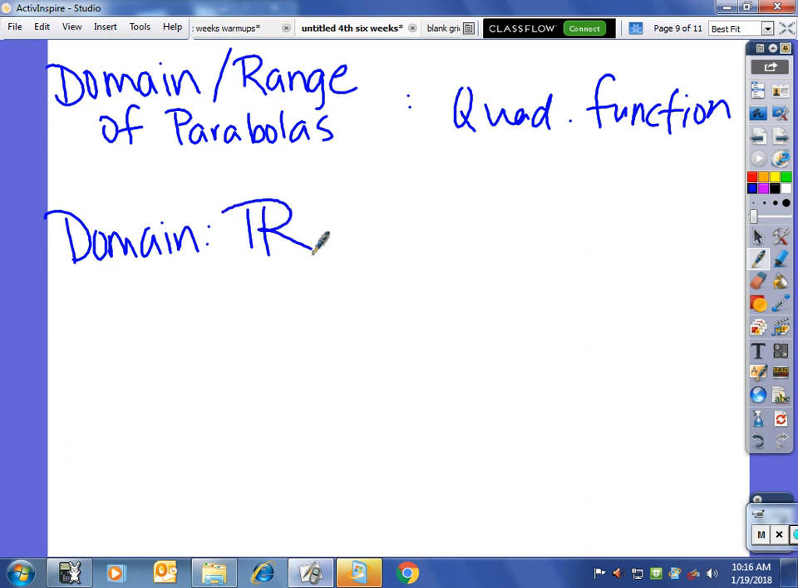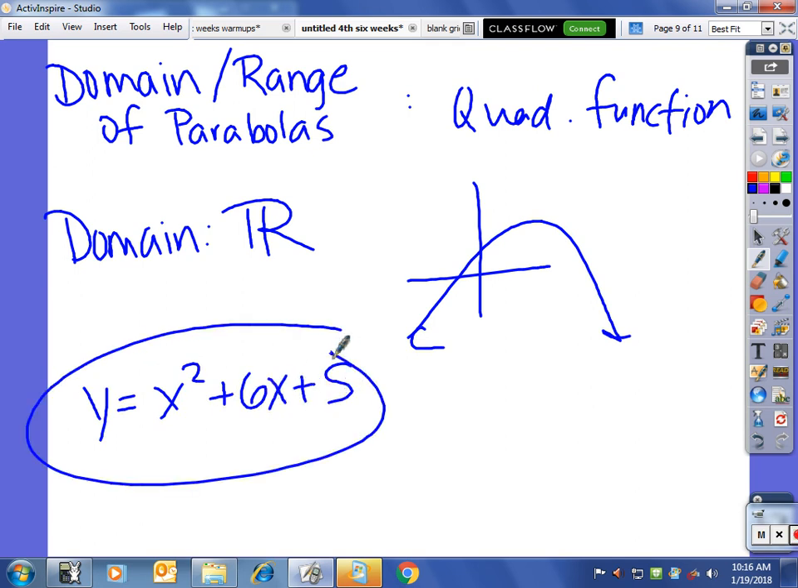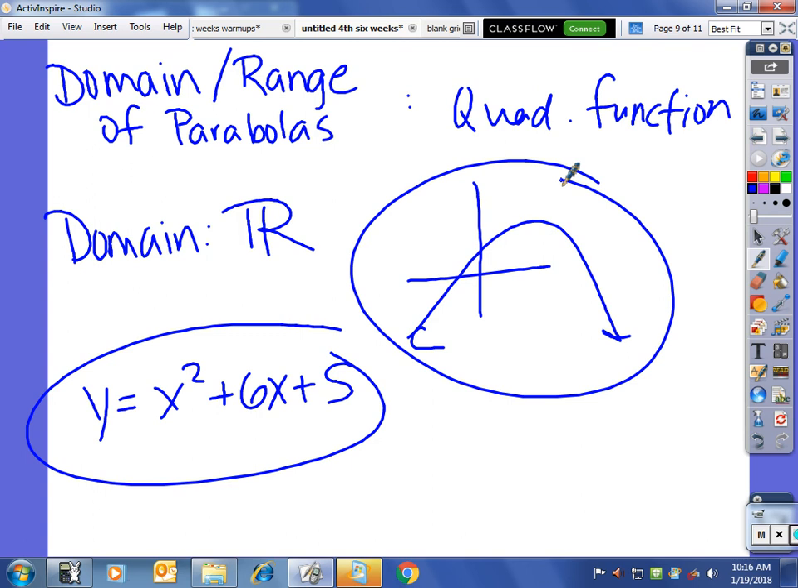All real numbers. On every parabola, whether you're given a picture, whether you're given an equation, y equals x squared plus 6x plus 5, if you're given a picture, and you know it's quadratic, guess what the domain always is? All real numbers, because the little arrows, no matter if it's opening up or opening down, or if it's super skinny or super wide, the arrows go on forever to the left and right. So domain of any parabola, whether you know the picture, the equation, or are just told it's a parabola, will always be all real numbers.